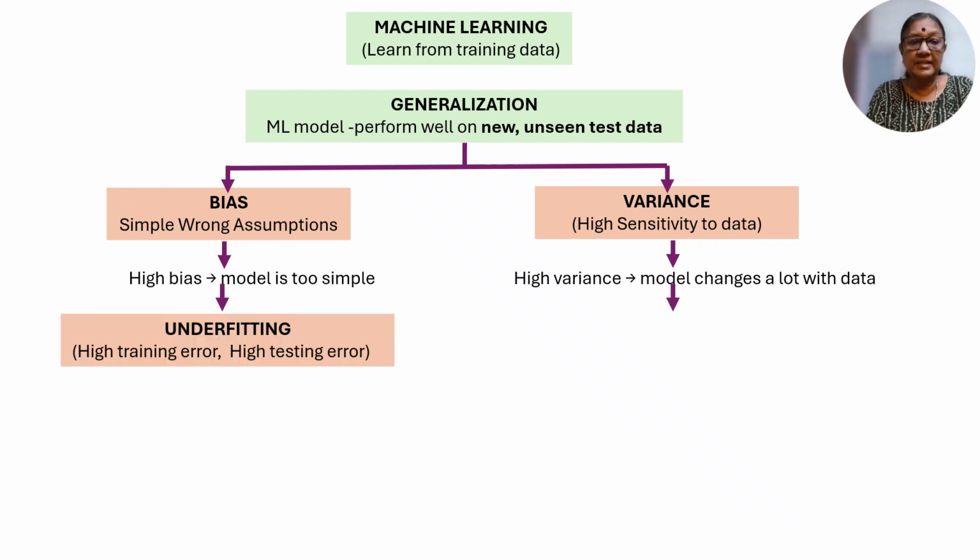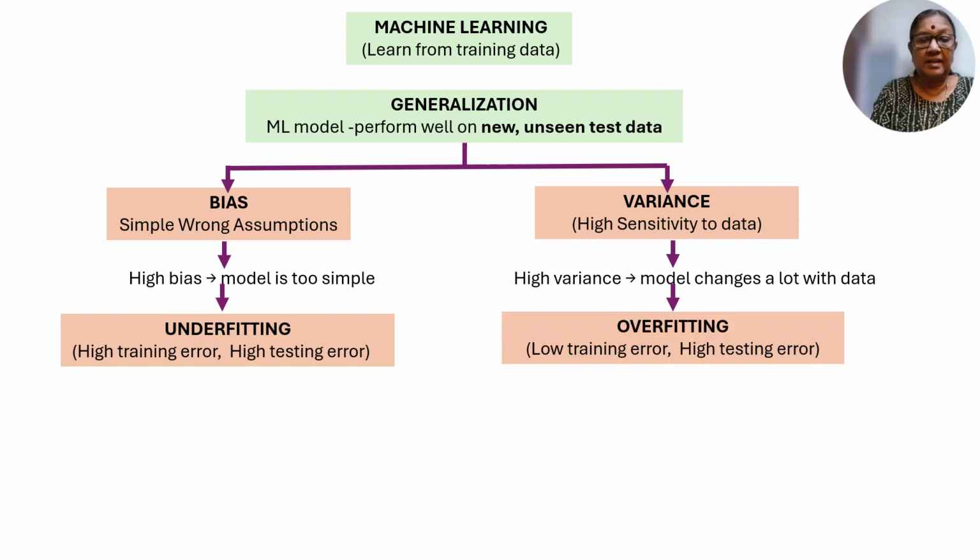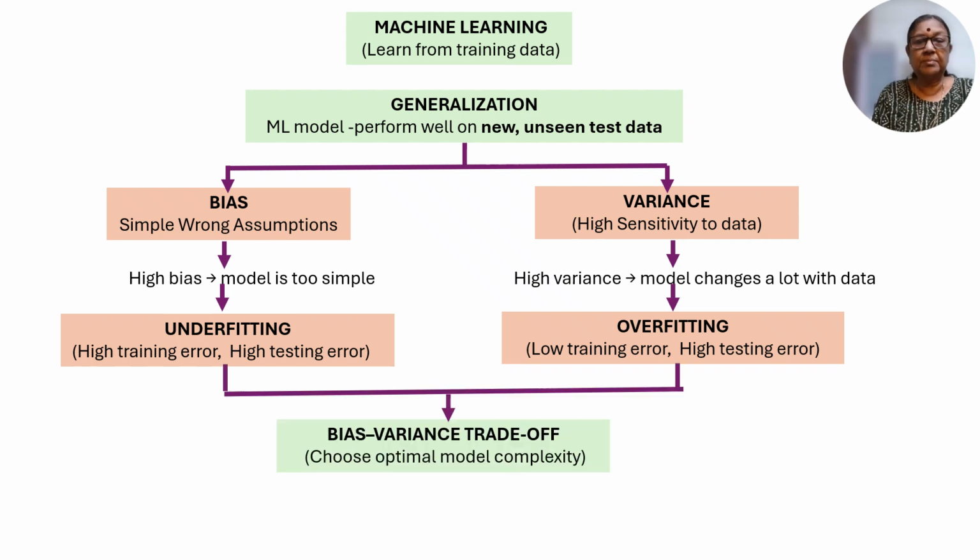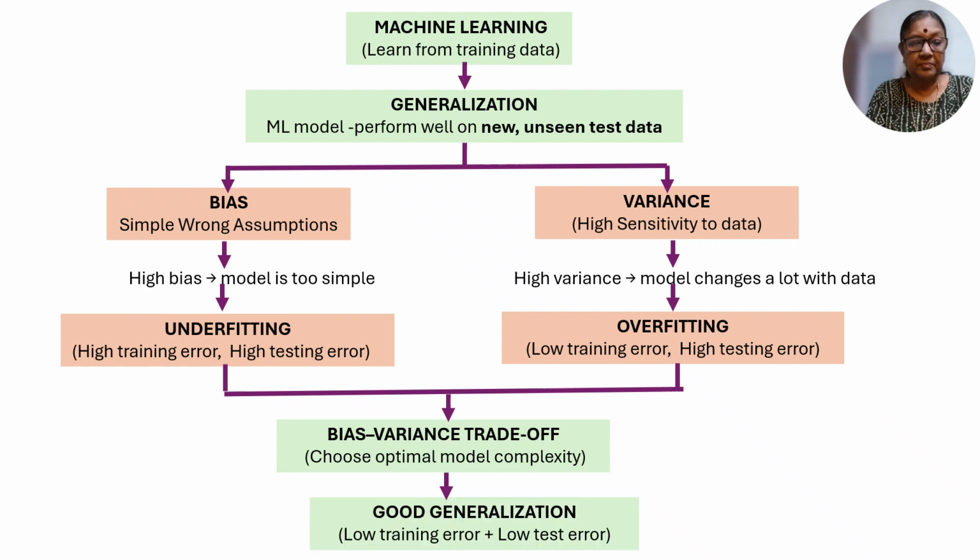Now, when there is high bias, there is underfitting. So there will be high training error as well as high testing error. When variance is high, you have overfitting. There will be low training error because the training data is exactly fit, but there will be high testing error, which we don't want. So you come to the bias-variance trade-off. You have to choose the optimal model complexity. So good generalization means low training error as well as low test error. That's what we want to achieve.